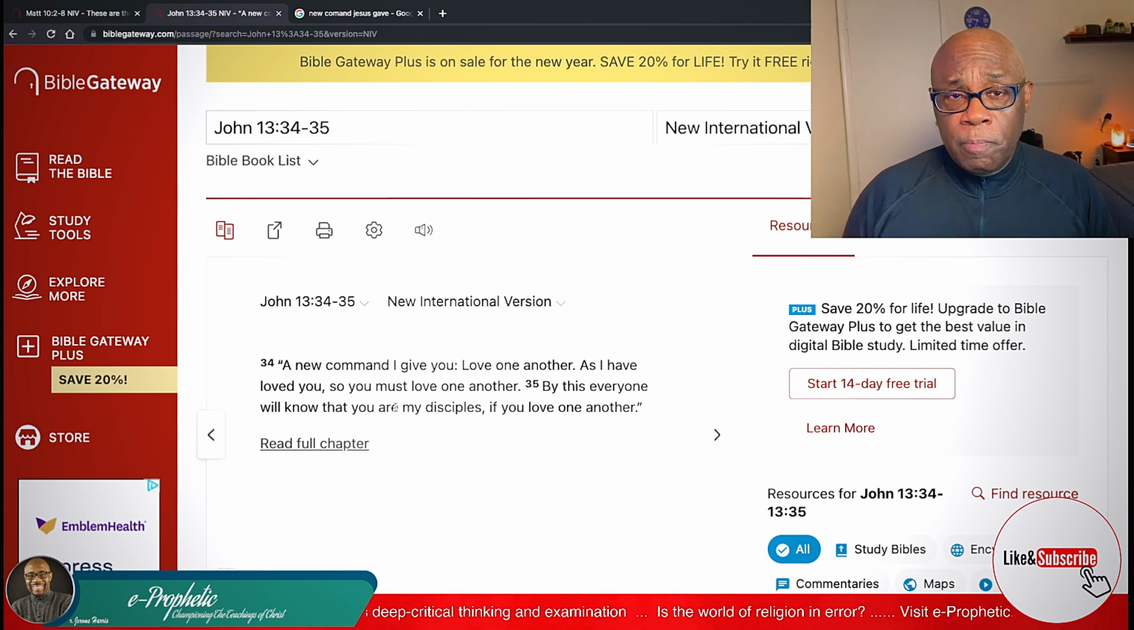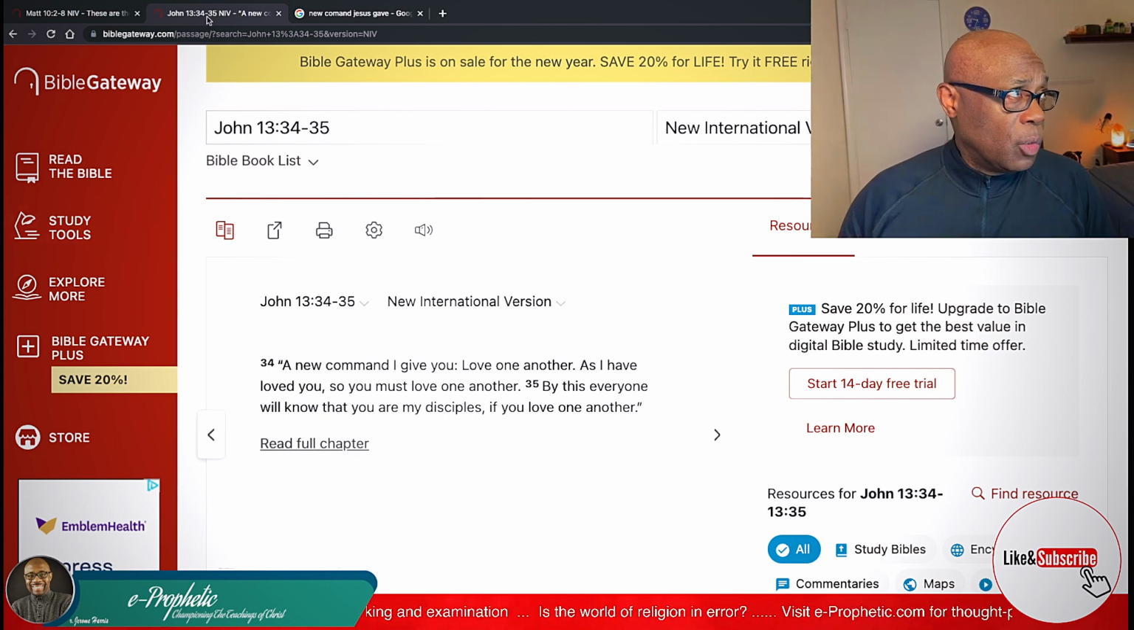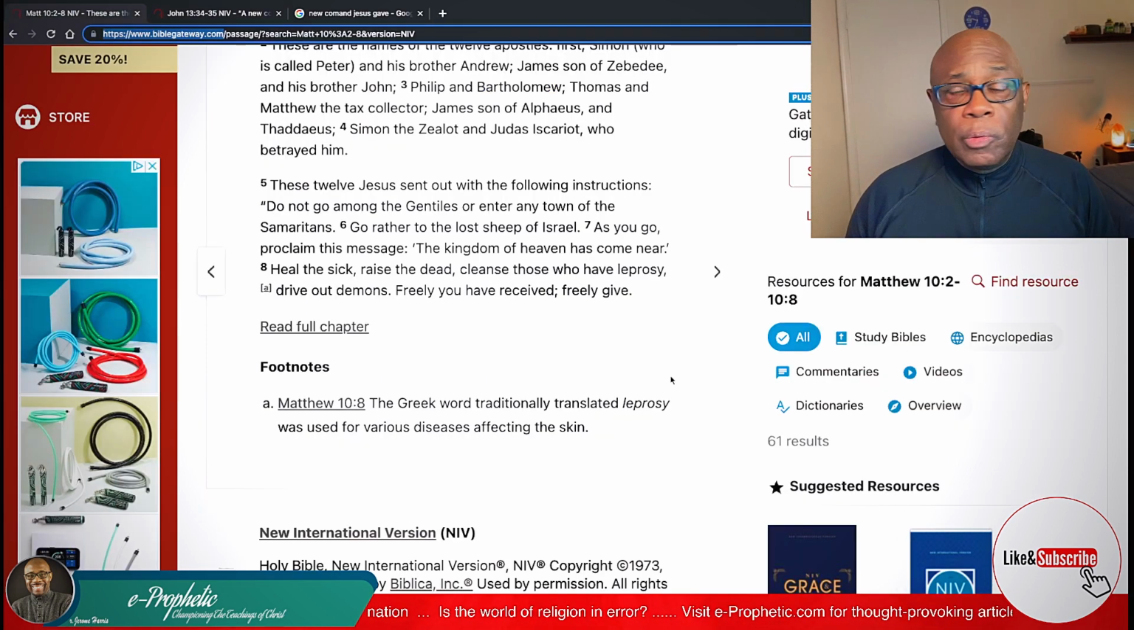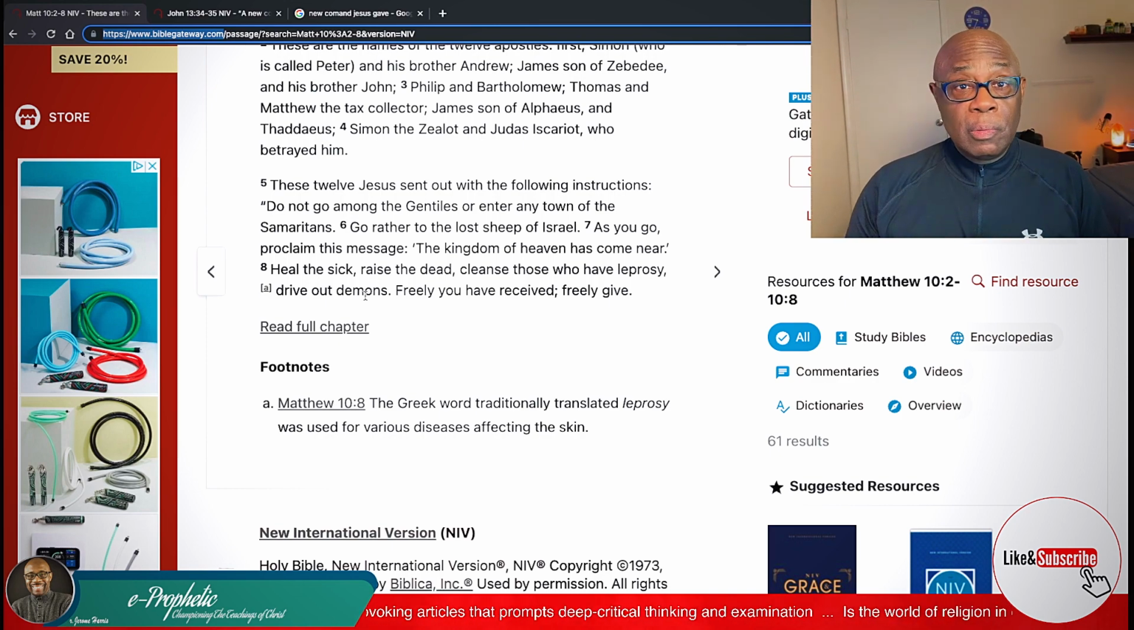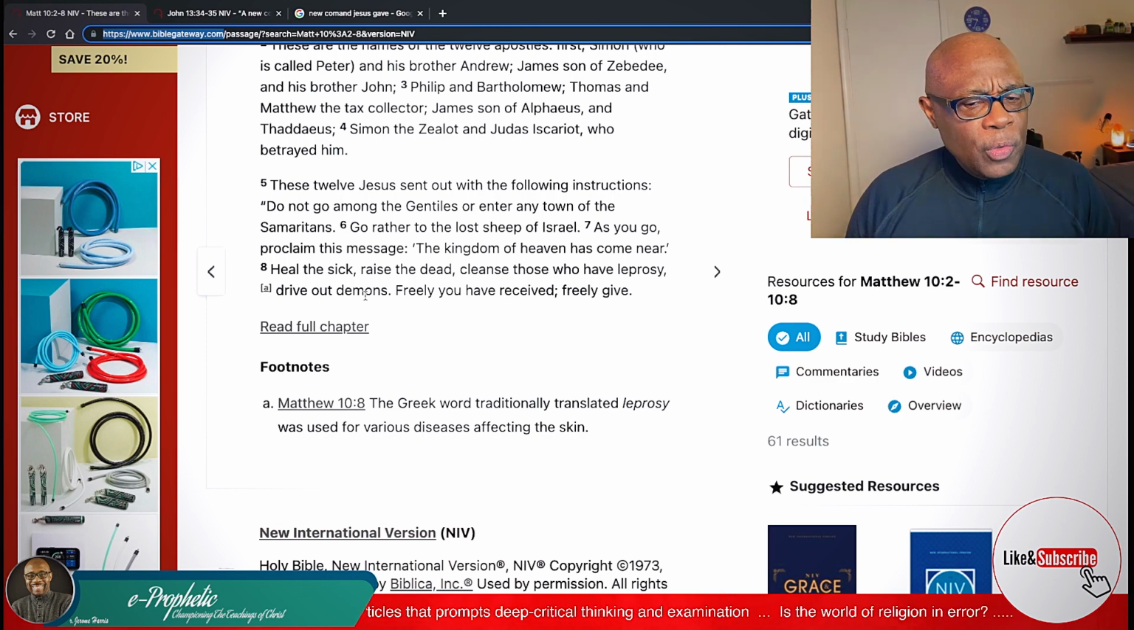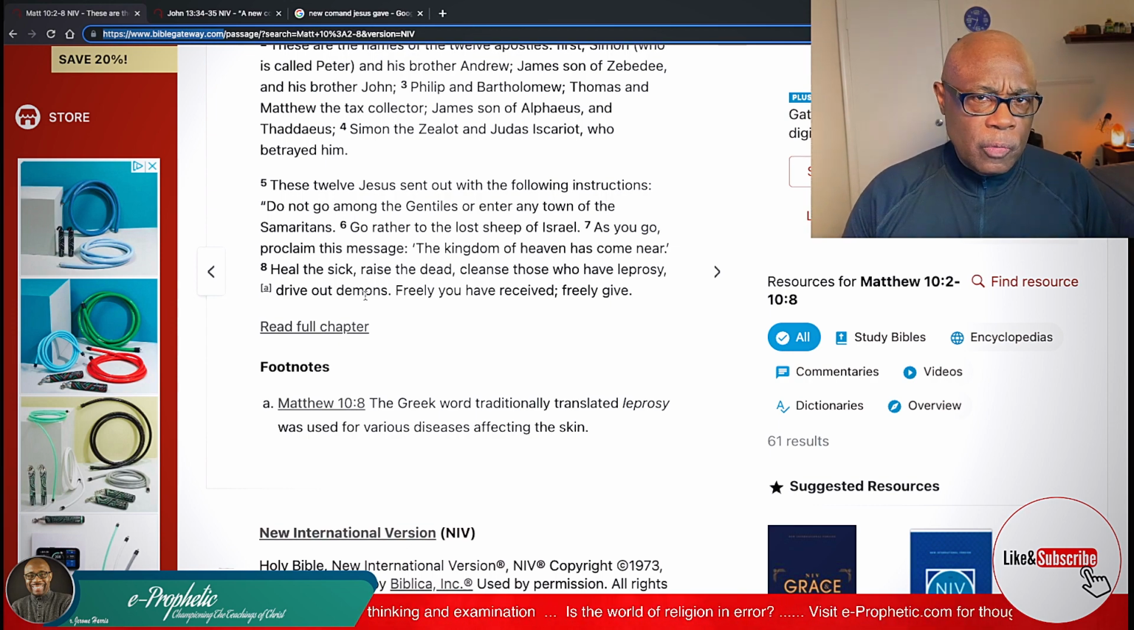So what does it tell you? Conclude that for yourself. But if we go back to Matthew chapter 10 here, we can see that anyone today claiming to be an apostle, then are they raising the dead? Are they cleansing persons who have leprosy? Are they truly driving out demons, or are they inviting demons into their presence? And do they truly freely give? You see, when Jesus served persons who were not even his followers, he didn't ask anything in return, did he?